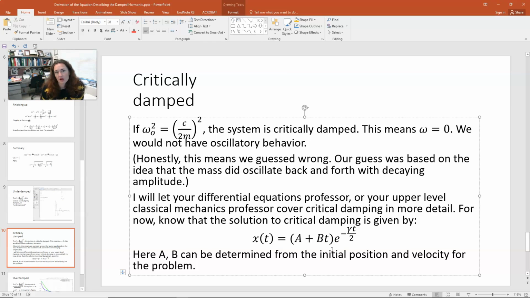Okay? And what exactly that motion would look like would depend on, did you give it an initial velocity? How far did you pull it? I mean, that kind of thing. Okay? So we would leave that alone. But suffice it to know, it's basically an exponential decay, and that's what you've got.